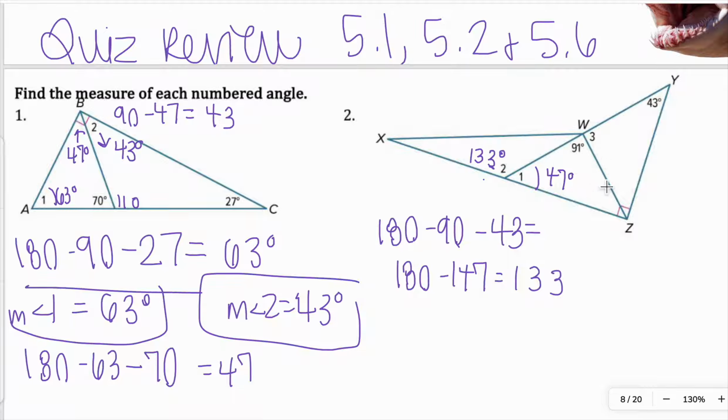And then for angle 3, we could use a few different things. If I know this smaller triangle is 180, 47, and 91, I just took 180 minus 47 minus 91, and I'm getting 42. So that means 42 taken away from 90 is 48. So this third angle would be 180 minus 48 minus 43, and I'm going to get 89 here. Or some of you saw this is a linear pair, so 180 minus 91 gives you 89.